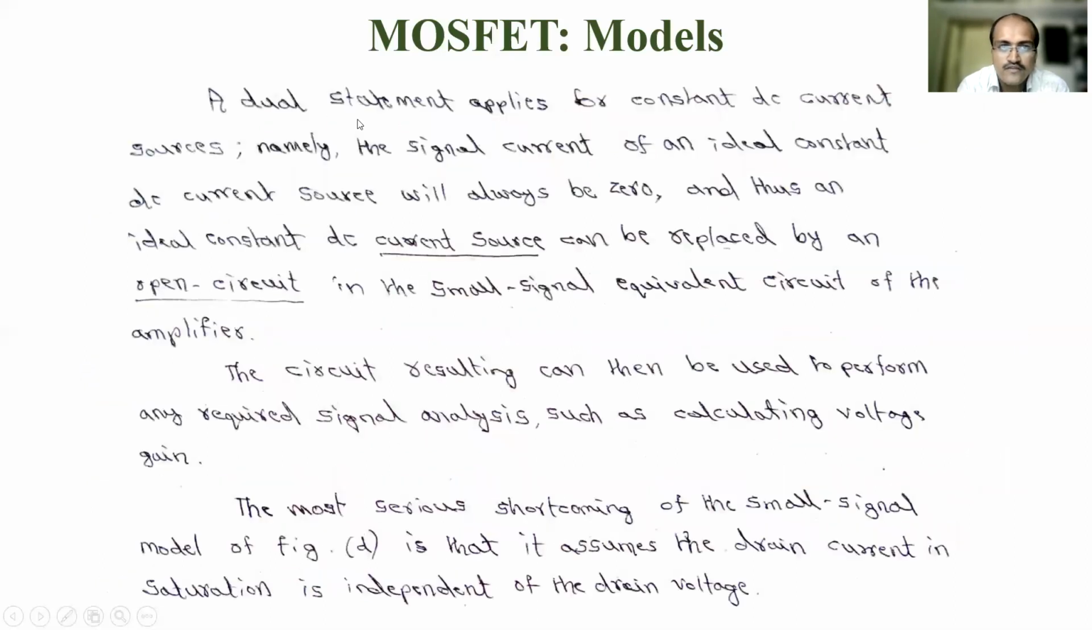Next, a dual statement applies for constant DC current sources. As I mentioned, the signal current of an ideal constant DC current source will always be zero, and thus an ideal constant DC current source can be replaced by an open circuit. So DC voltage sources by short circuit and DC current sources by open circuit, in the small signal equivalent circuit of the amplifier when you are writing a small signal model. The resulting circuit can then be used to perform any required signal analysis, such as calculating voltage gain.